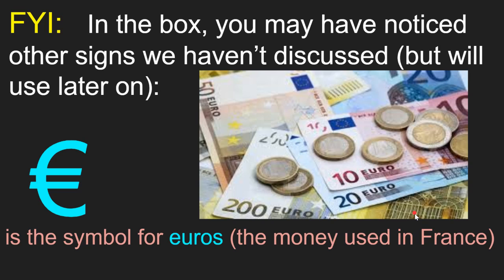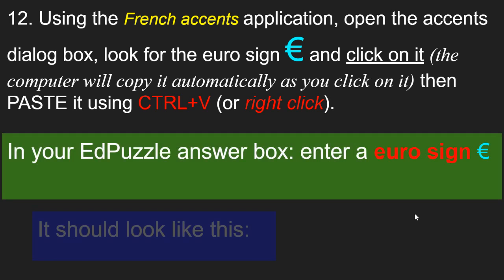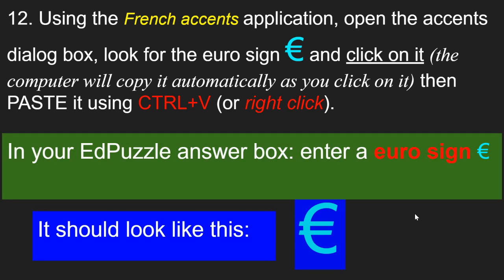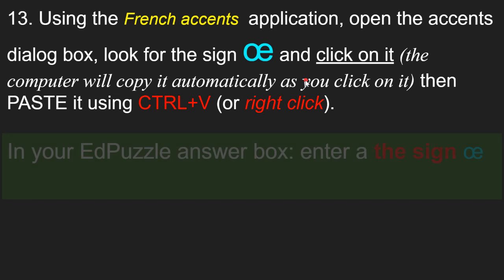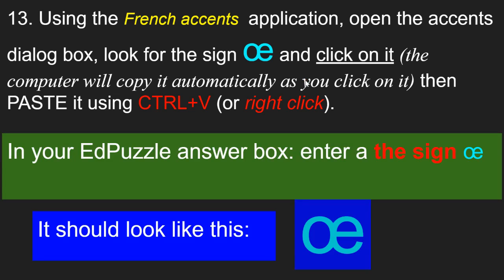All right, other symbols, we have the euro. L'euro looks like this. So I'm going to ask you to type a euro, go in your app and copy the euro sign into your answer box. And last, we have an example of letters that are stuck together, O and E. In this case, that's not very common, but it happens once in a while. So I'm going to ask you to practice and give me that symbol in the answer box.